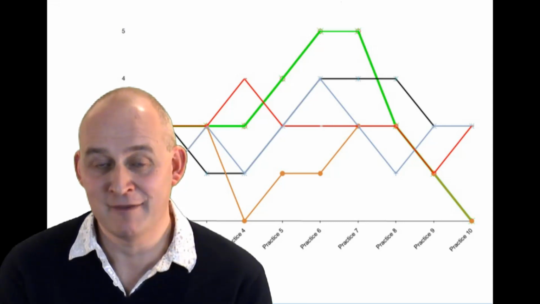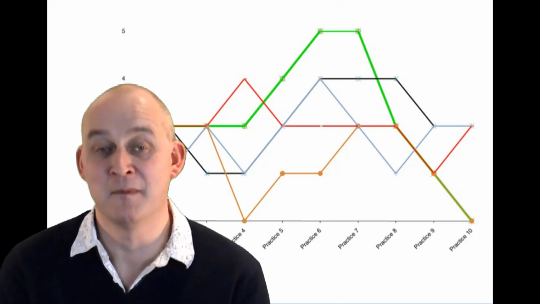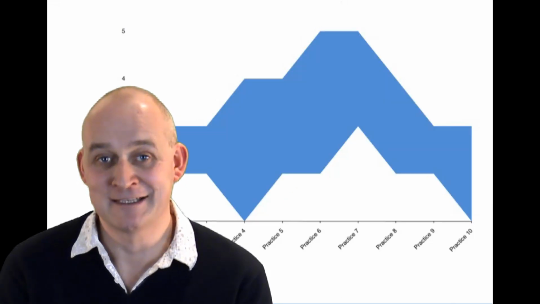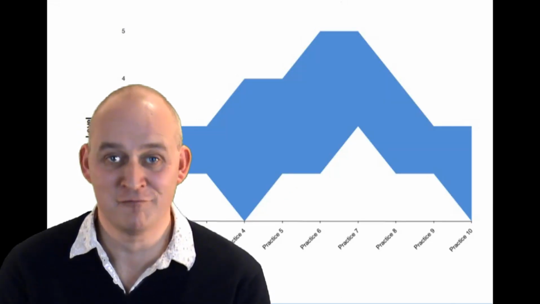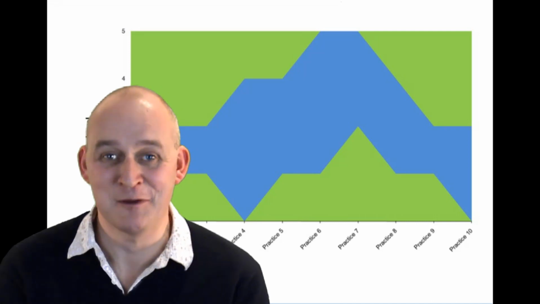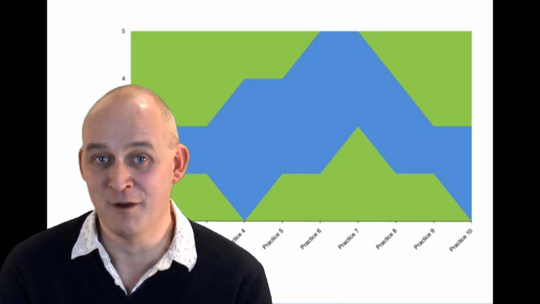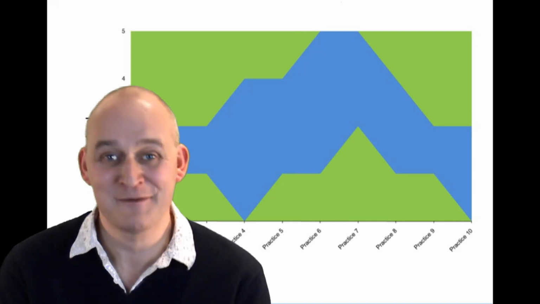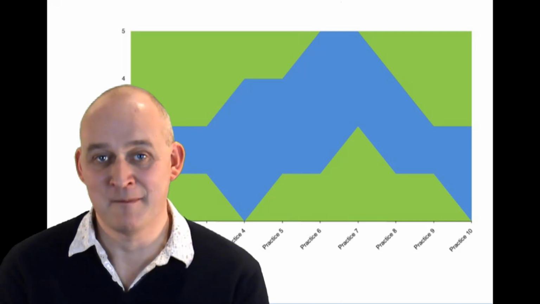So let's colour in that area defined by the maximum and minimum, colour it in blue, and let's colour in the remainder of the chart green. And you can see it's a bit crude, but you get the idea that it could be an aerial view of a river, where the blue is the river obviously and the green represents the riverbanks.